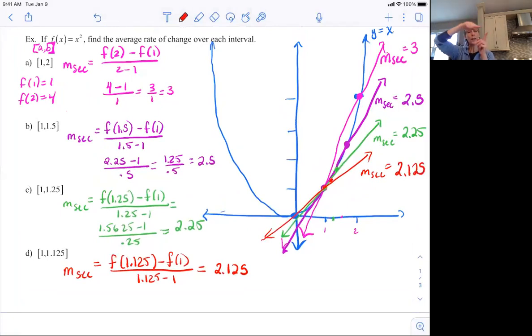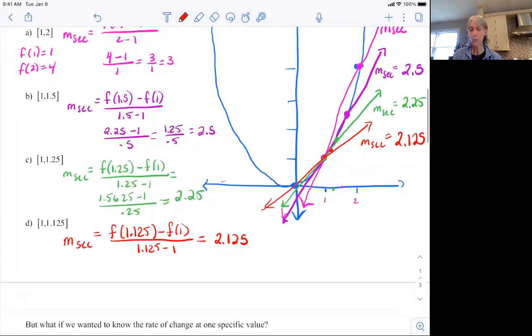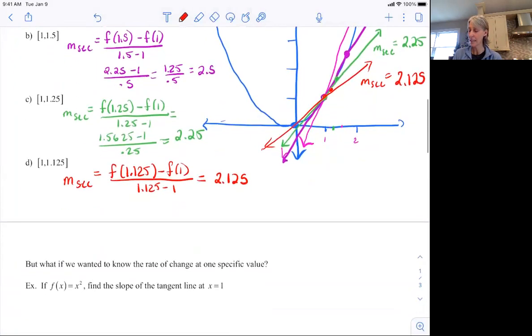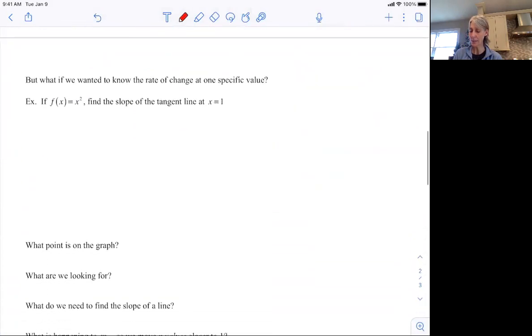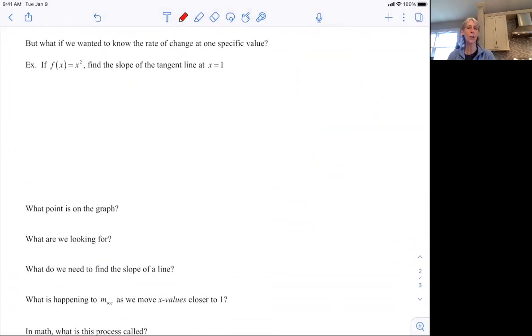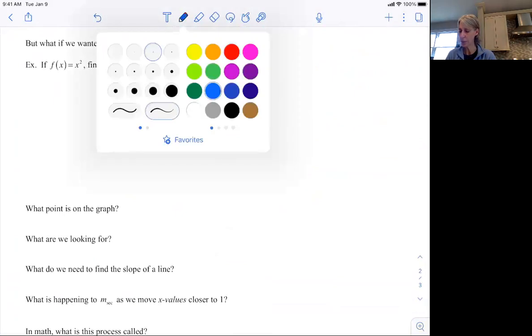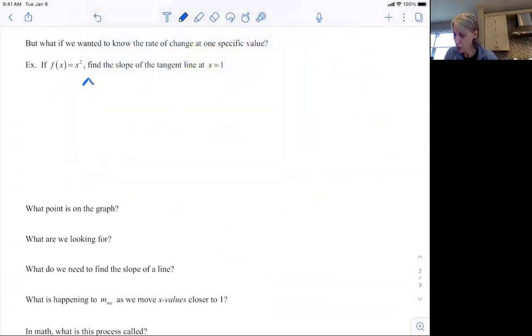So all we did on our given function is find the average rate of change between the 2 points on the line. That's something you should already know how to do from previous courses and what we did in the beginning of the year. What if we wanted to know the rate of change at one specific value? So let's go back to our x squared curve.